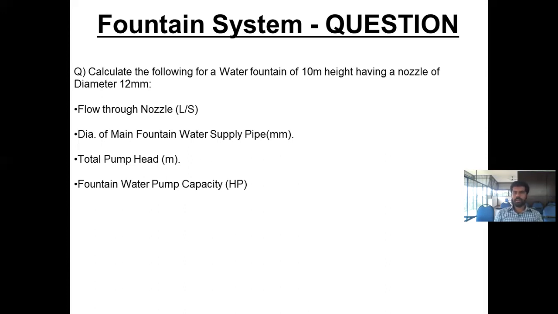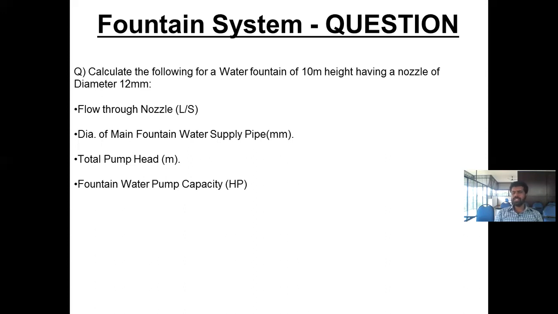We know the diameter of the nozzle and we know the height of the water fountain, 10 meters. So we have to find the flow through the nozzle in liters per second, then the diameter of the main fountain water supply pipe, then the total pump head, and then the fountain water pump capacity.